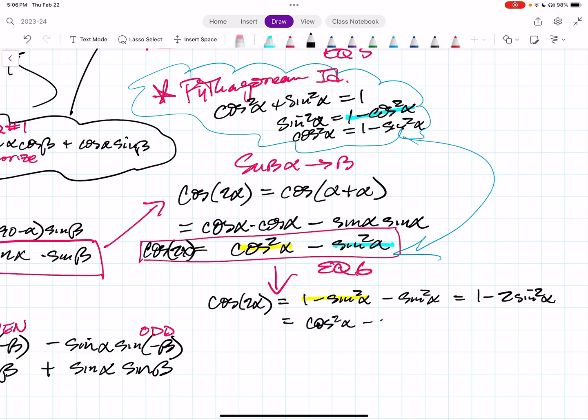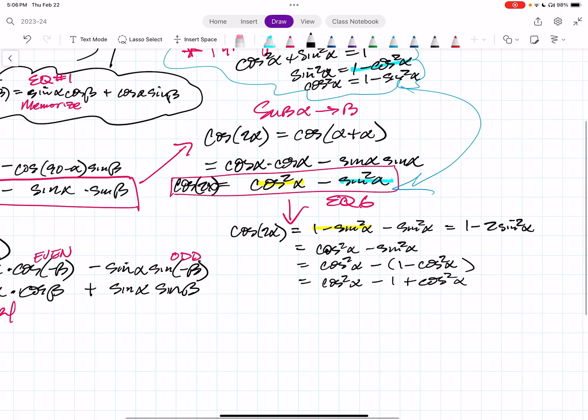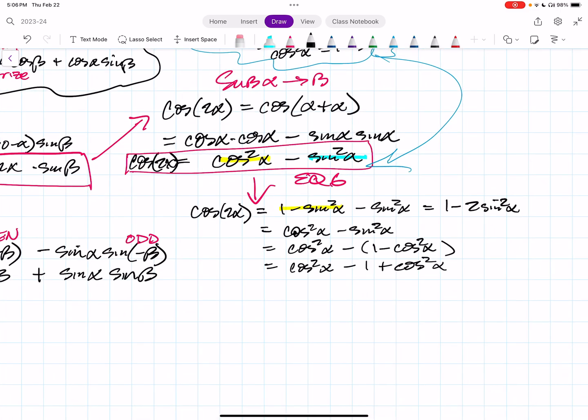So cosine squared alpha minus sine squared alpha. I'm going to leave cosine squared alpha as it is, but I'm going to substitute what sine squared alpha is, which I know is 1 minus cosine squared alpha. Then all I have to do is distribute through. So I get a minus 1 plus cosine squared alpha here. And then you simplify that, you've got cosine squared plus cosine squared. Well, guess what? That's 2 cosine squared alpha, minus 1.